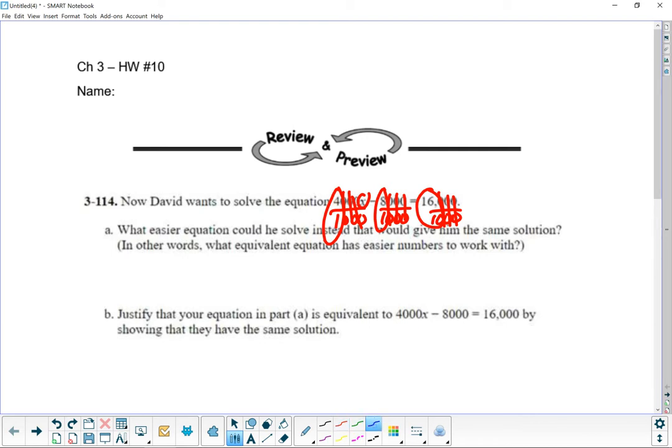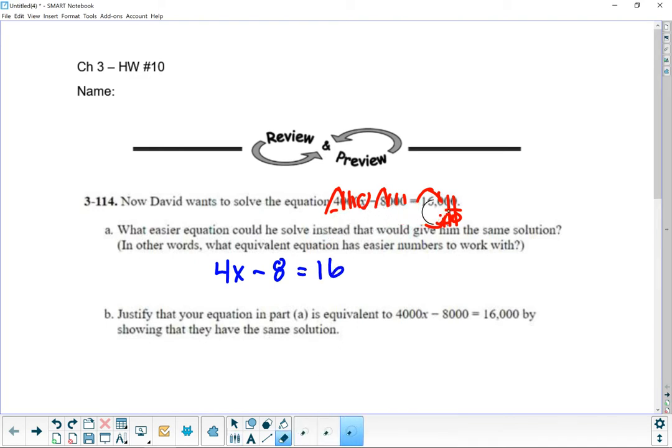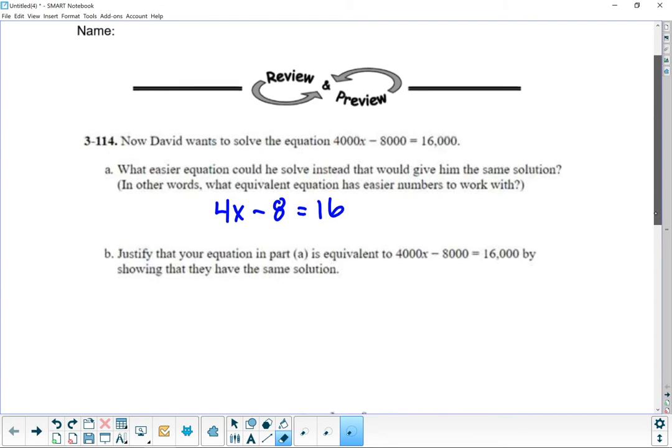So what other equation can you write down? You can write down 4x minus 8 equals 16. And that's an equivalent equation that you can write and that you can use instead of the one given. Justify how your equation in part A is equivalent. So basically by doing this, you have to find out the answer is the same for both.